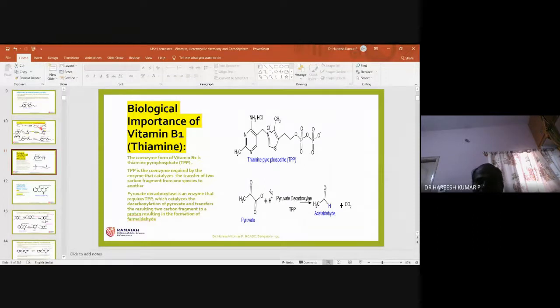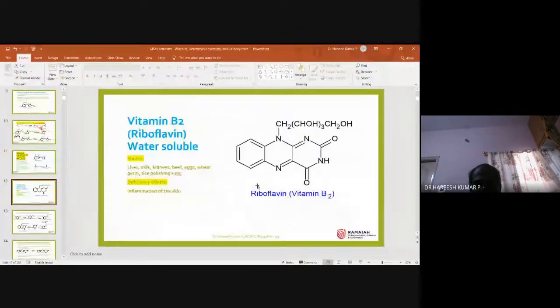So thiamine pyrophosphate, with the enzyme that catalyzes the transfer of the 2 carbon unit to the substrate, thereby converts pyruvate into acetaldehyde. Sometimes they will give you this reaction and ask you to explain, so at that time you have to tell all these things. With this, I will go for the next vitamin, and the next vitamin is called B2.